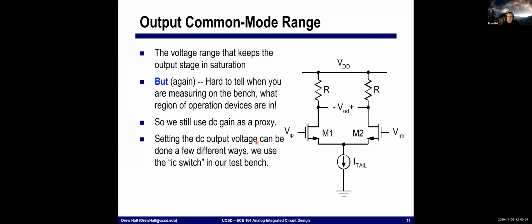All right, the exact same thing is true for the output voltage range as well, where I want to know what output voltage range keeps all of these in saturation. Okay. And again, same kind of caveat as before. It's easy to do in simulation, harder to do on the bench. And so we'll use the DC gain as our proxy.